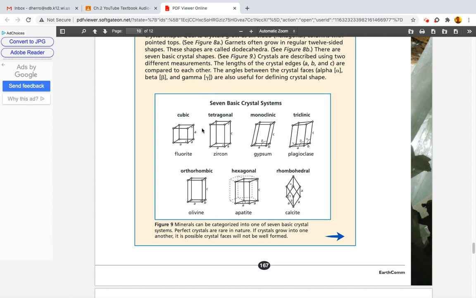7 basic crystal systems: cubic, tetragonal, monoclinic, triclinic, orthorhombic, hexagonal, rhombohedral, and then these are the different minerals that are connected to those crystal system shapes. In Figure 9, minerals can be categorized into one of 7 basic crystal systems. Perfect crystals are rare in nature. If crystals grow into one another, it is possible crystal faces will not be well formed.